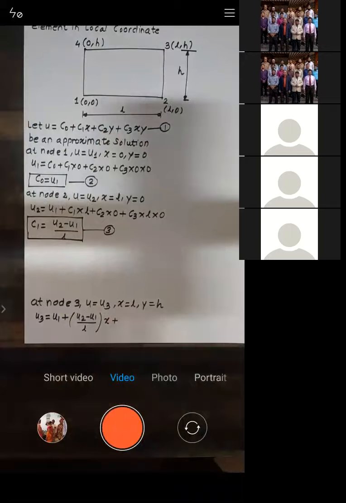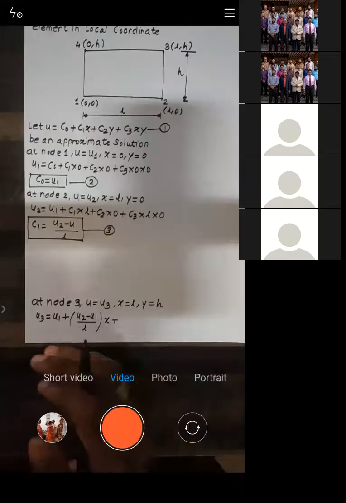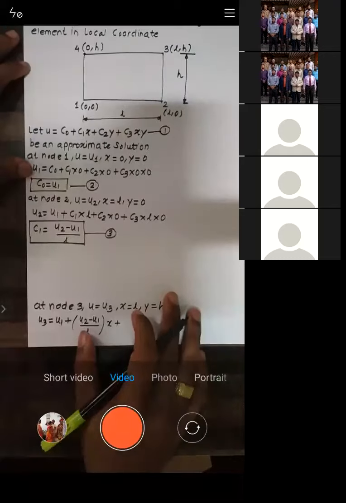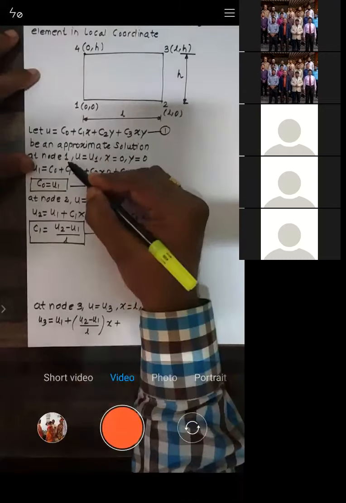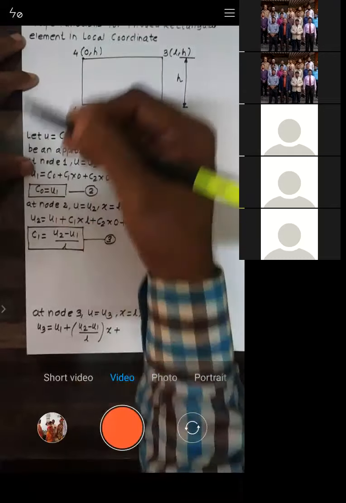Whether you know those values, C2 and C3? No, sir. Okay, so what will happen? We are going to get stuck here, right? That's why I'm asking: from node 1, node 2, you'll go to node 4 directly.